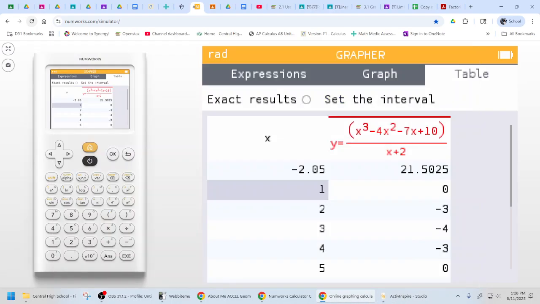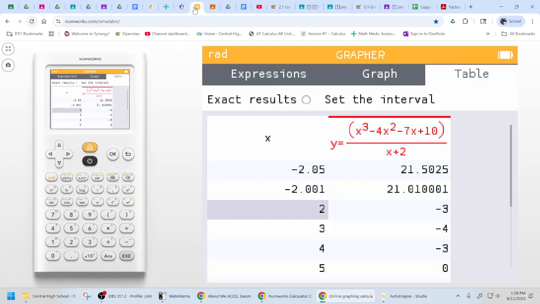Okay, negative 2.001. Execute. Okay, negative 2. What do you expect to happen on negative 2? If you look at that denominator, what's going to happen? Yeah, it's going to be undefined. Can we do a 0 denominator?